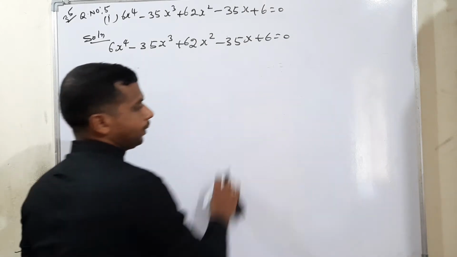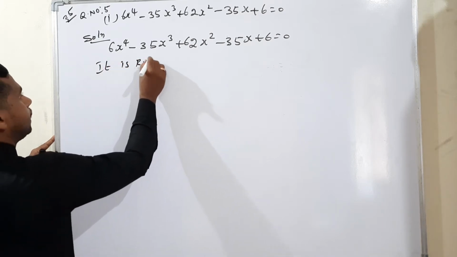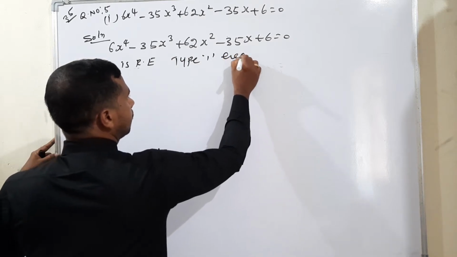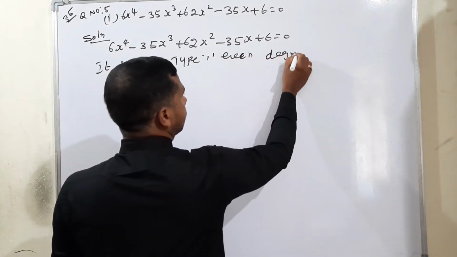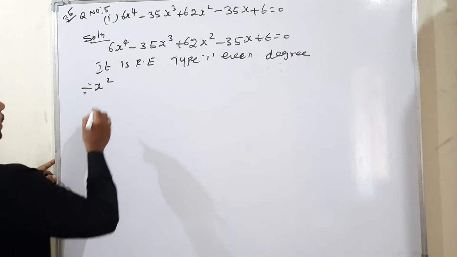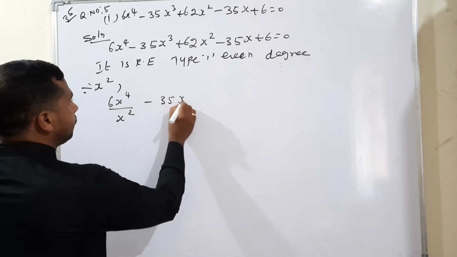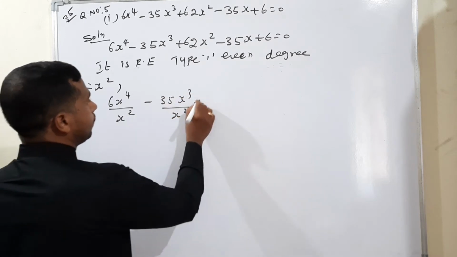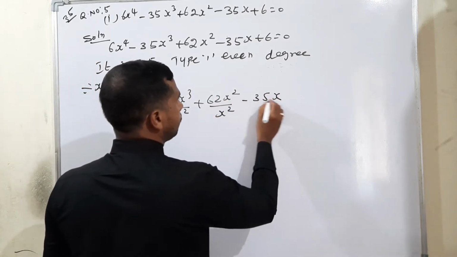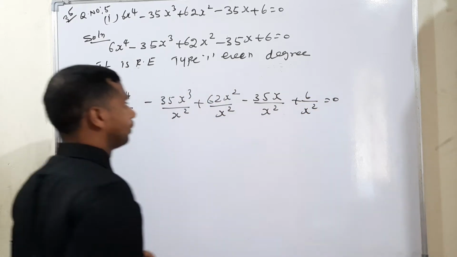So it is a reciprocal equation, type 1, even degree. So each and every term divided by x square, what will happen? Divided by x square means 6x to the power 4 by x square minus 35x cube by x square plus 62x square by x square minus 35x by x square plus 6 by x square is equal to 0.